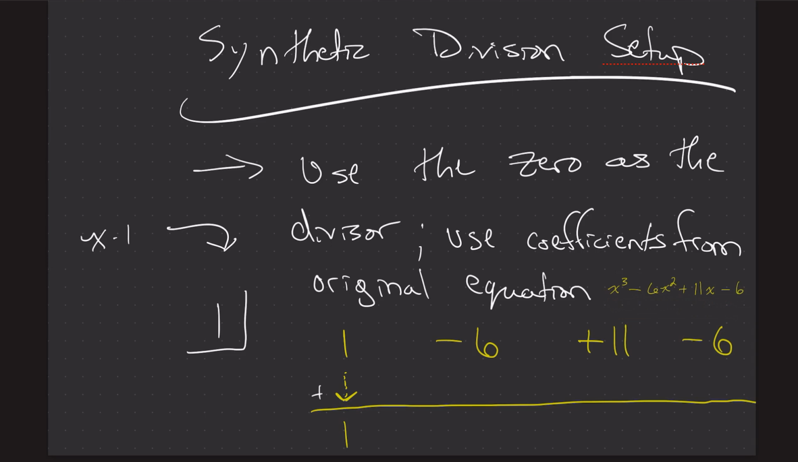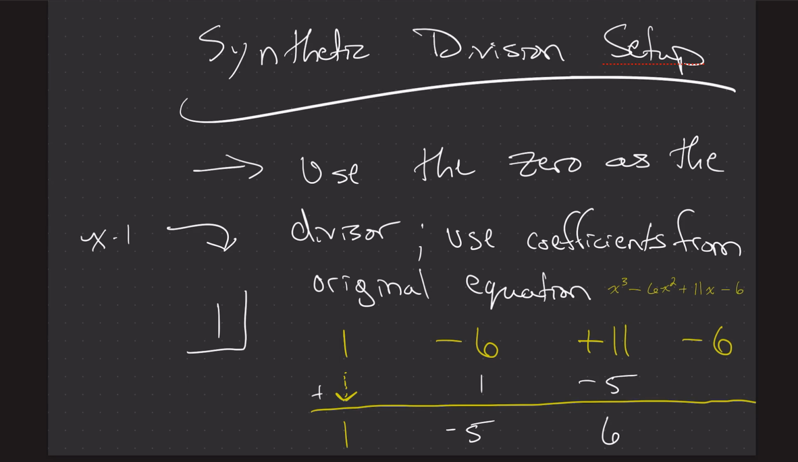So we carry down the 1, and then we're going to take this 1 and multiply it by our divisor. That's going to give us 1, and then we'll add negative 6 plus 1, which is like 6 minus 1, which is 5. And we're going to add that to 11. So 11 minus 5 really is what we have here, which is 6.